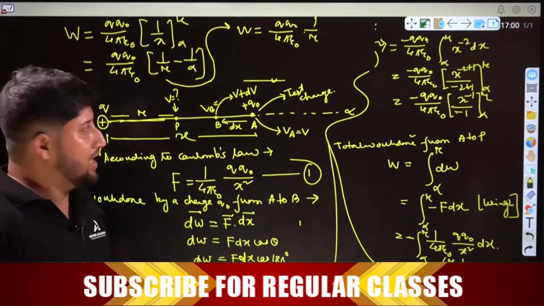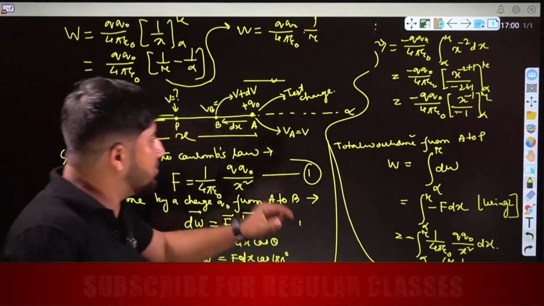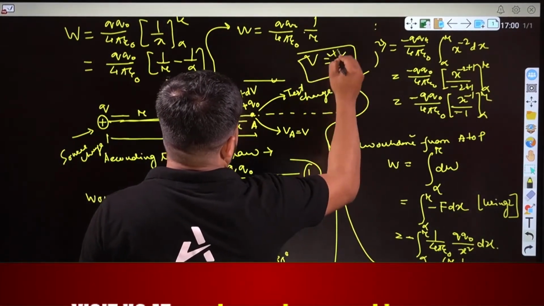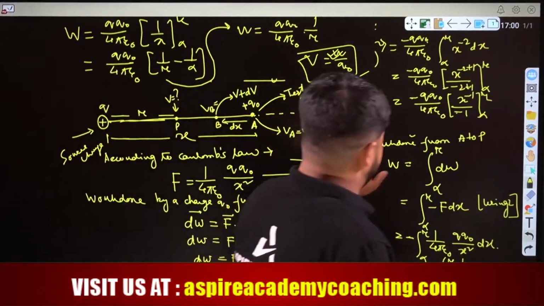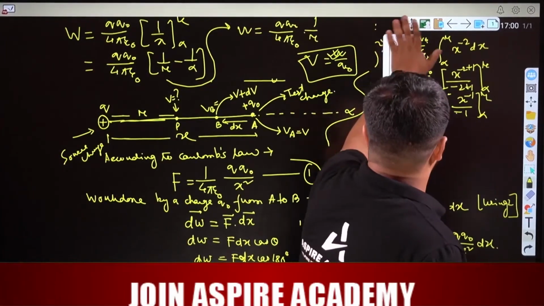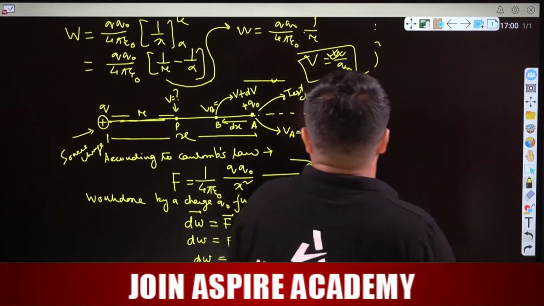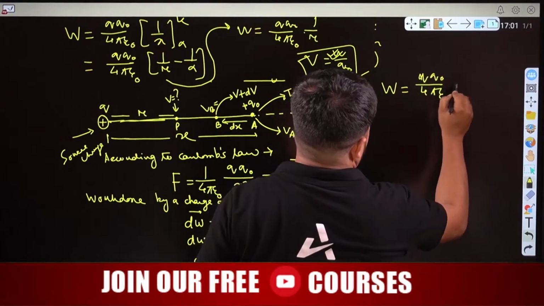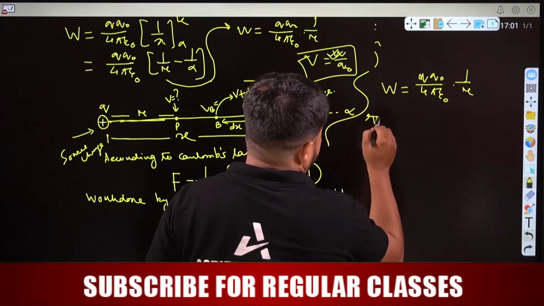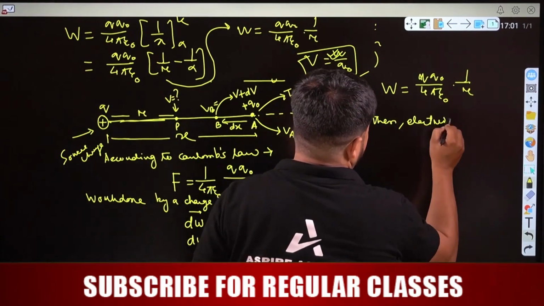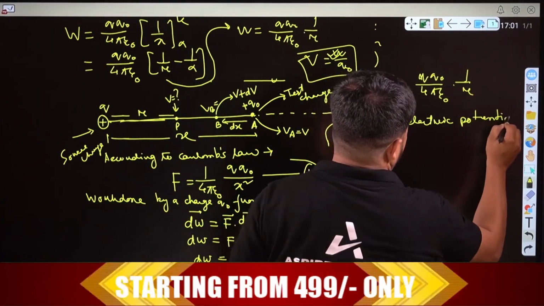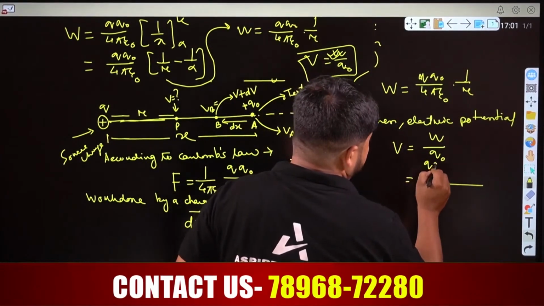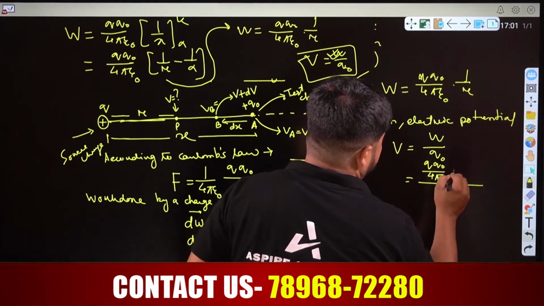Now we have got the work done. We know that V is equal to W by q naught. Now we are placing the value of W. So we can erase this part. Our work done will be q naught by 4 pi epsilon naught times 1 by r. Electric potential V is equal to W by q naught, so W is q naught by 4 pi epsilon naught times 1 by r.